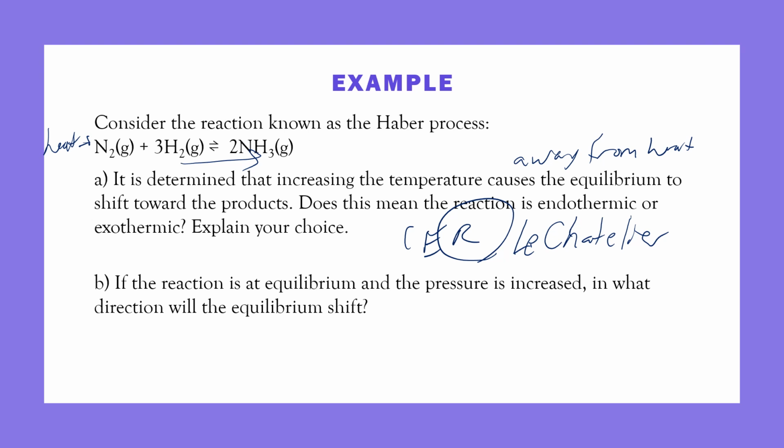Now in part B, if the reaction is at equilibrium and the pressure is increased, in what direction will the equilibrium shift? Well, my reactants have 4 moles of gas, and my products have just 2 moles of gas. If the pressure is increased, I need to go to the side with less moles, so it will shift towards the products.